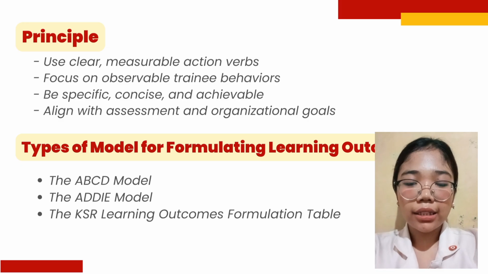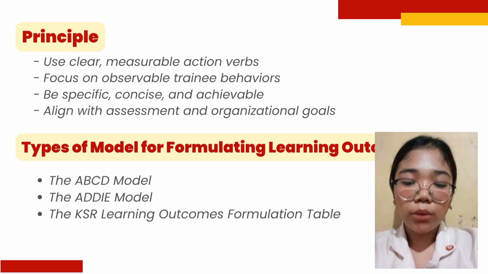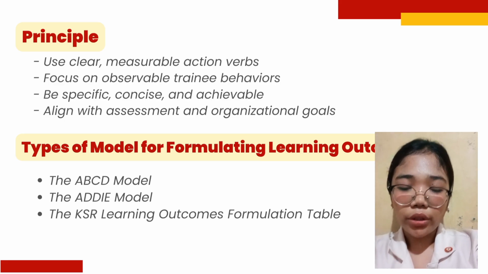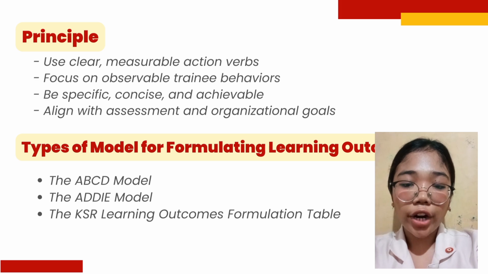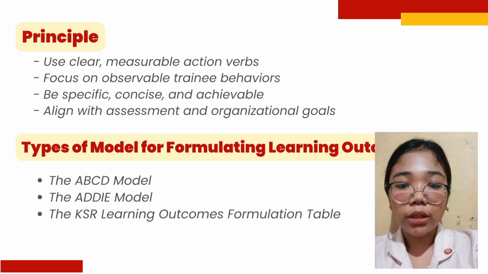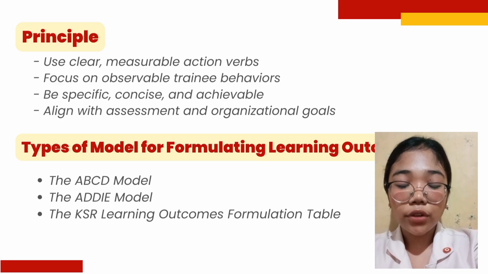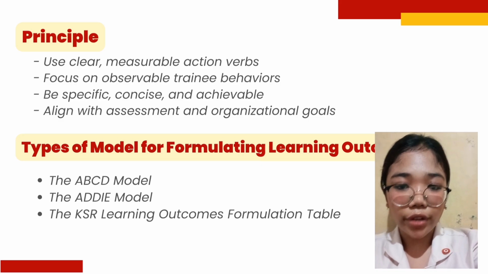So let's now tackle the types of models for formulating learning outcomes. The first model is the widely used and most famous model among them all, which is the ABCD model. It guides on writing clear, measurable learning outcomes by breaking them into four components. A is for the audience, B is for the behavior, C is for the condition, and D for the degree.